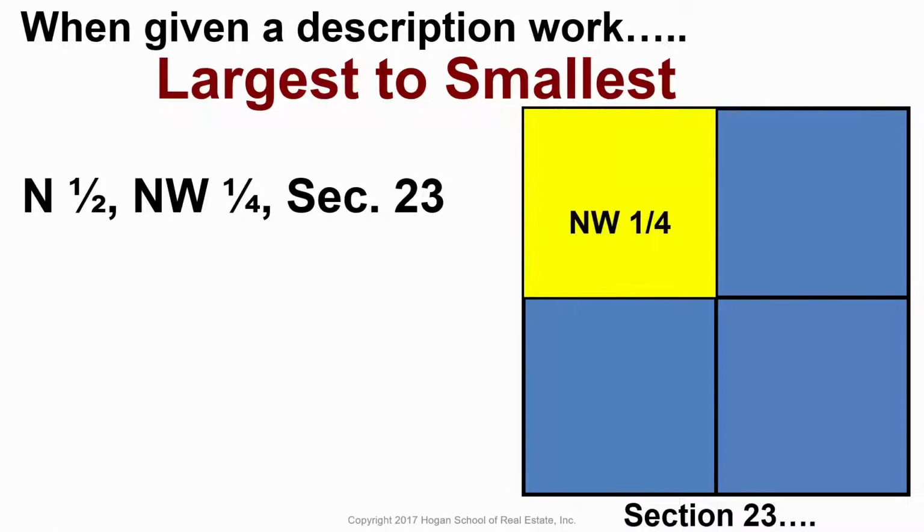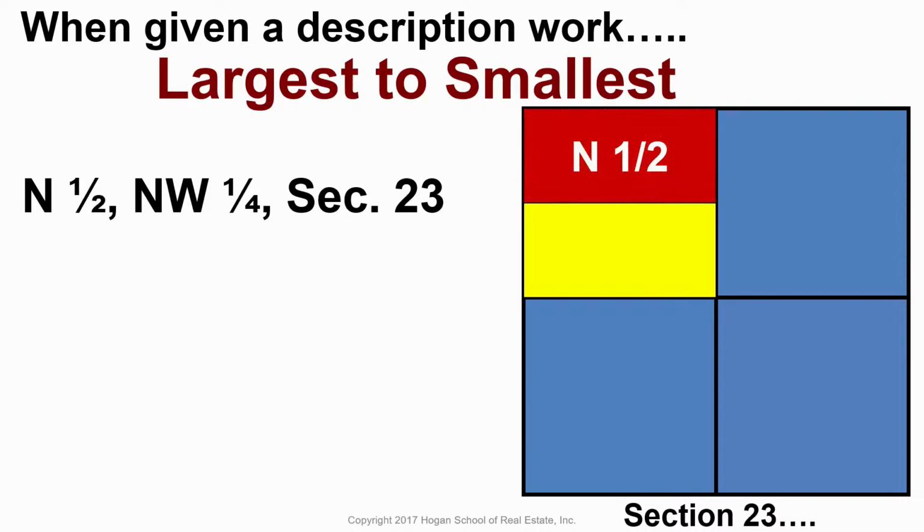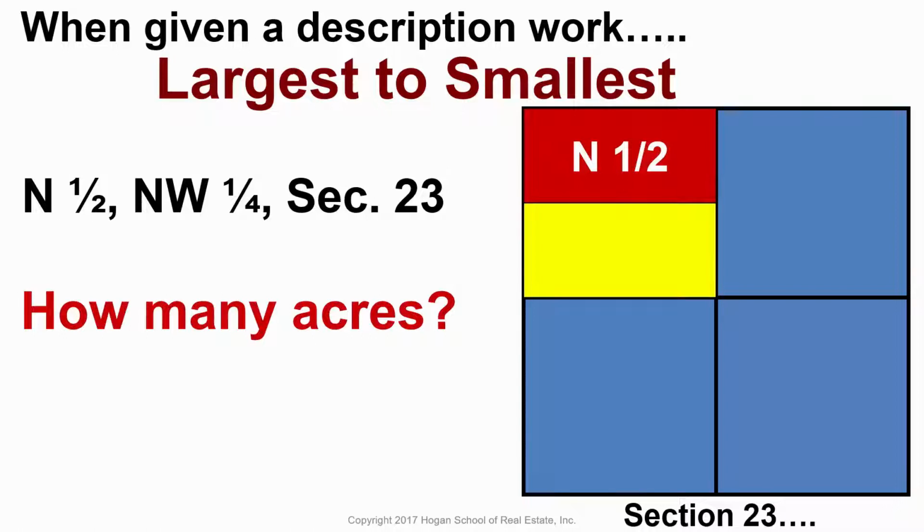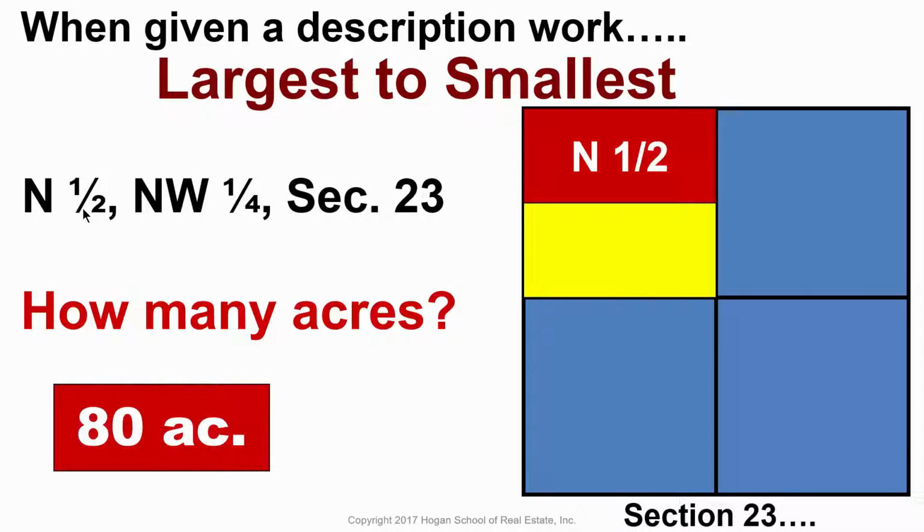And then we want the north half of that. Where's the north half? Well, sure, that's the north half right there. How many acres in that north half? Okay, let's go back over here. Section 23 is 640 acres. 1/4 of that is how many? 160, and half of that 160 would be, you got it, 80 acres.